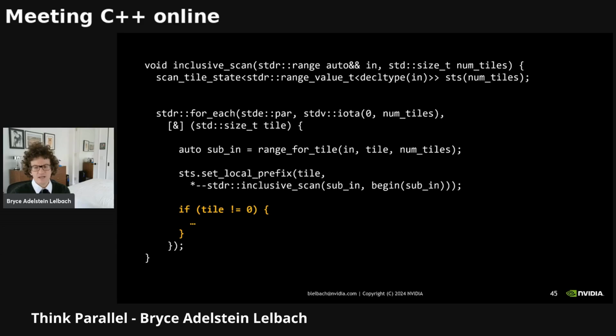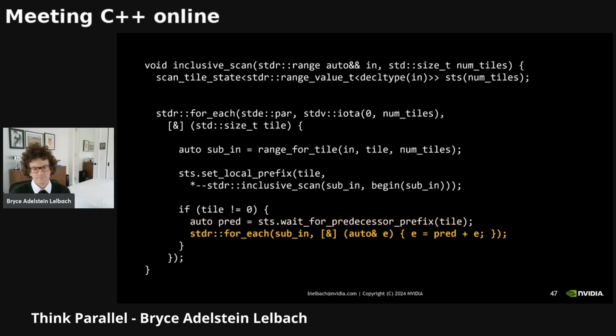Then, if we're not the first tile, we need to communicate with other tiles to get the prefix that we must prepend to all the elements of our tile. We do that by calling waitForPredecessorPrefix, which returns the prefix. Then we update each element in the tile by adding the prefix from our predecessors to the left.